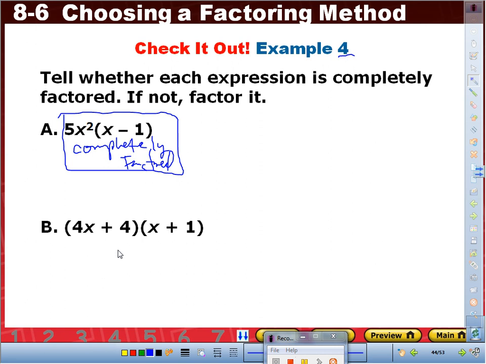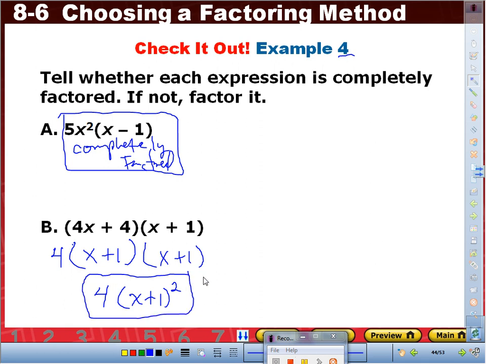Okay, let's look at this one. First of all, does anybody see a GCF in this one? Yes. What is that? 4. Very good. And we're left with x plus 1. Does this one have a GCF? No. I bring that down. And let's see. No difference of squares? No. And is there another way I can write this? How about 4 times x plus 1 squared? That is correct. And that's completely factored. Copy that if you didn't have it.